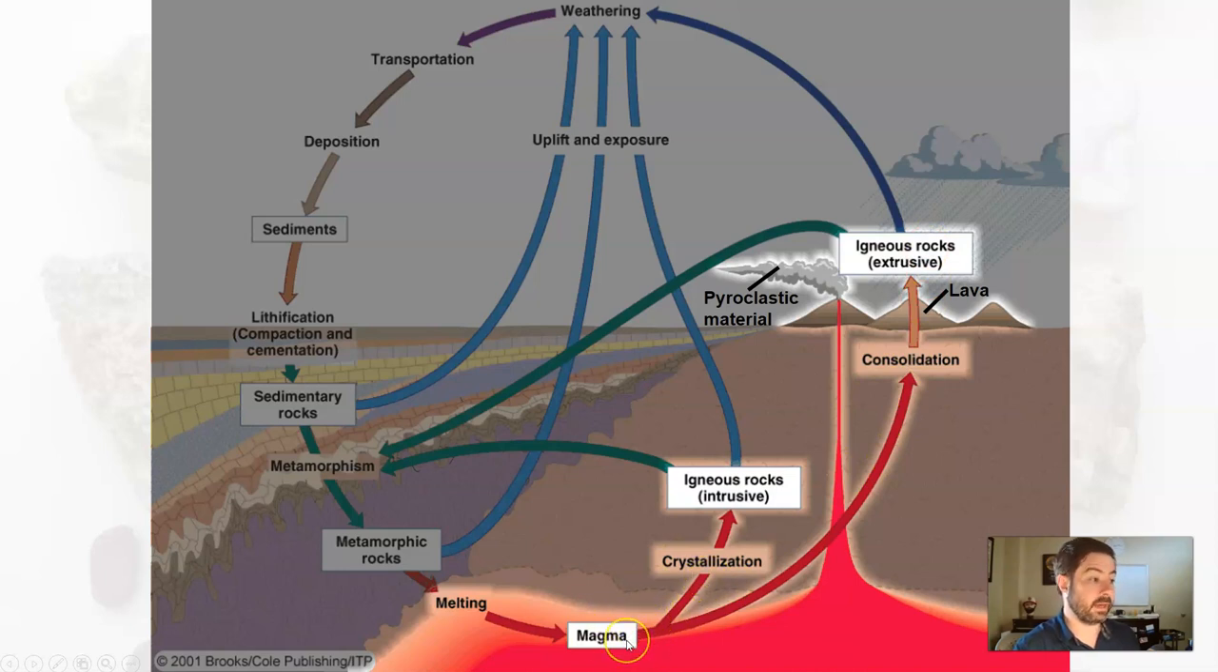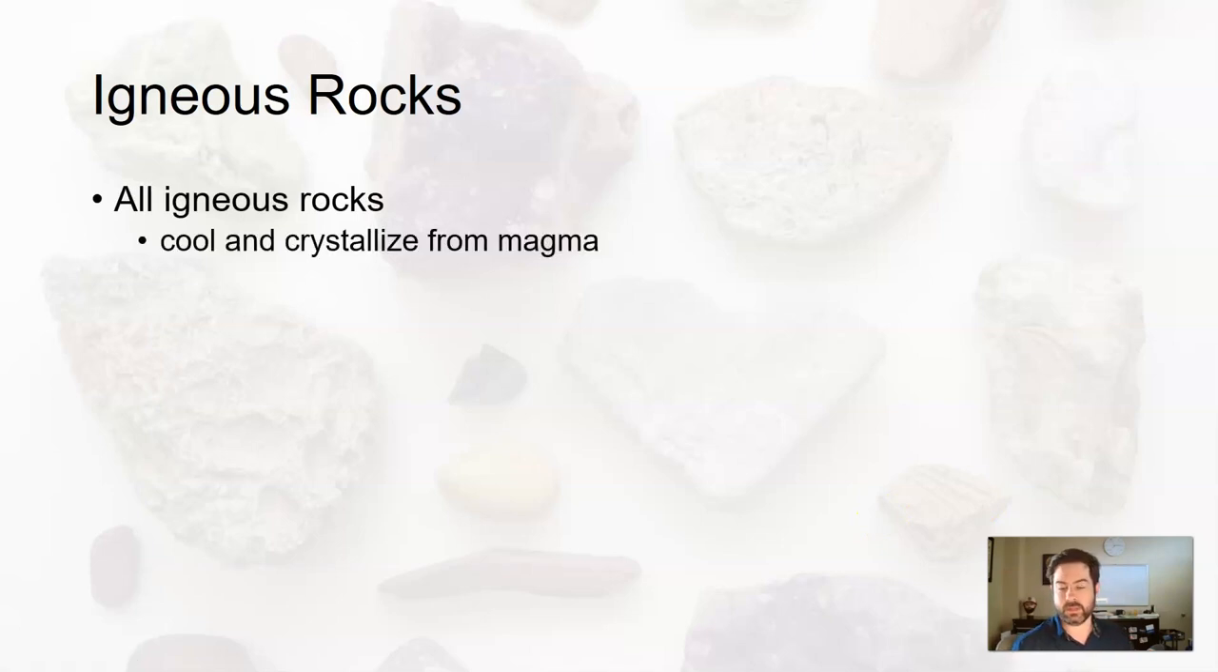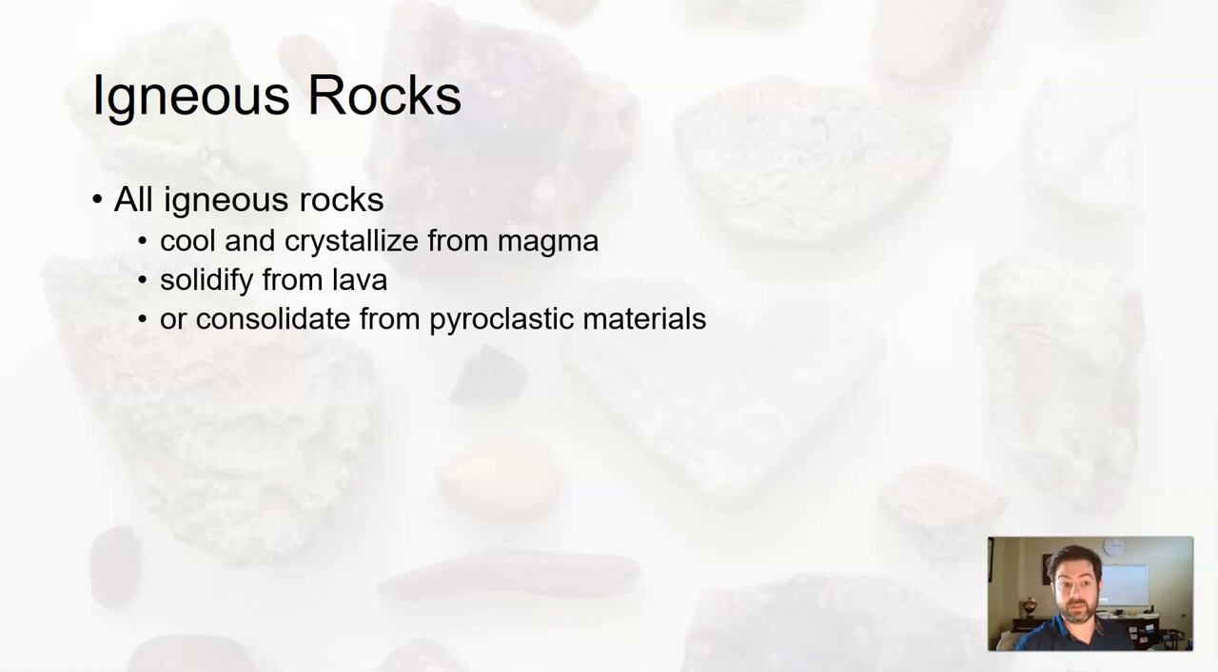Talking about magma, if magma cools below ground, that's known as an intrusive igneous rock. If magma makes its way onto or close to the surface and cools as lava, then that is known as an extrusive igneous rock. So all igneous rocks cool and crystallize from magma, or they solidify from lava, which are actually two different things, or they are consolidated from pyroclastic material.